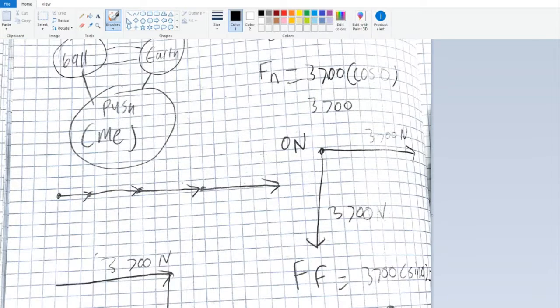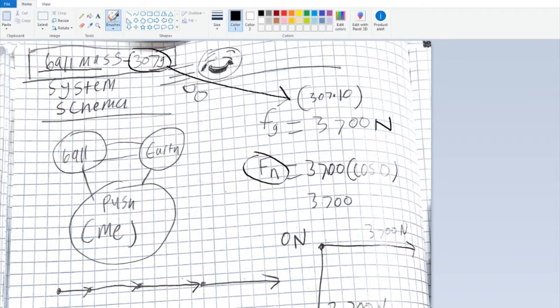So now I can find both the normal force and the friction force. To find the normal force, I use the formula of the force times the cosine of an angle. And since I did my experiment on a flat surface, you can see that the angle is 0. So I took the gravitational force of 3,700 and took the cosine of 0, which gave me a normal force of 3,700 newtons.